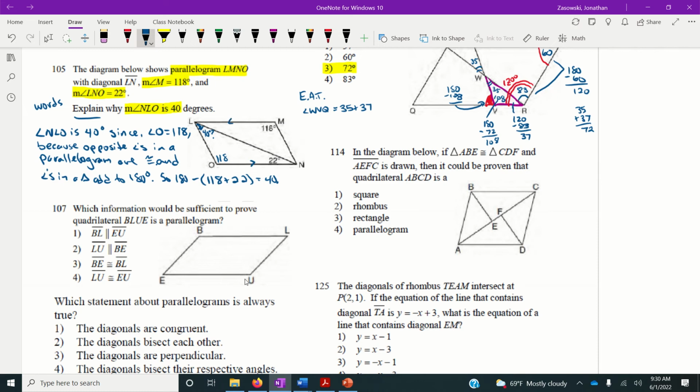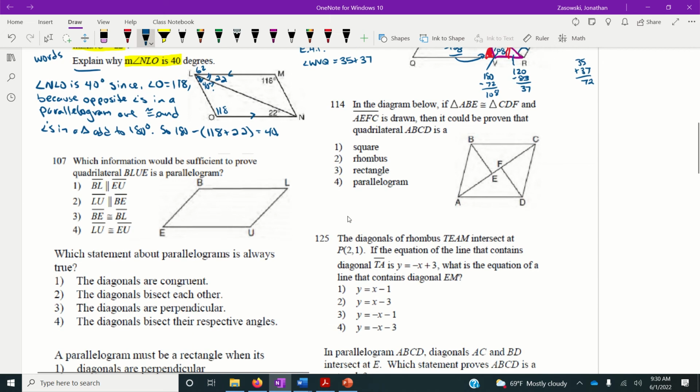Now, a little bit more work, but you could also use our parallel lines here to get that this angle up here is also 22, and these two angles right next to each other, M and MLO, are supplementary, so this would be 62, and then 62 minus 22, but just another different way to make that happen. All right, let's go back to the right side here at 114.